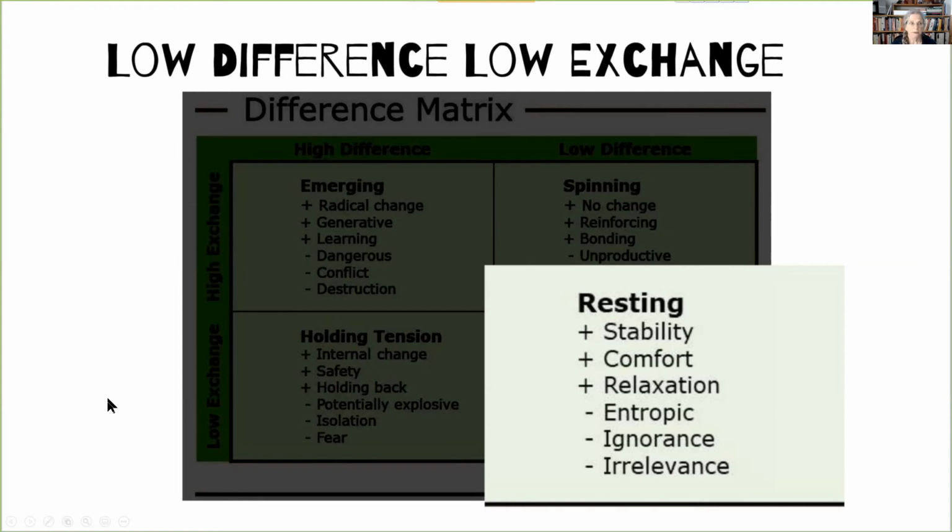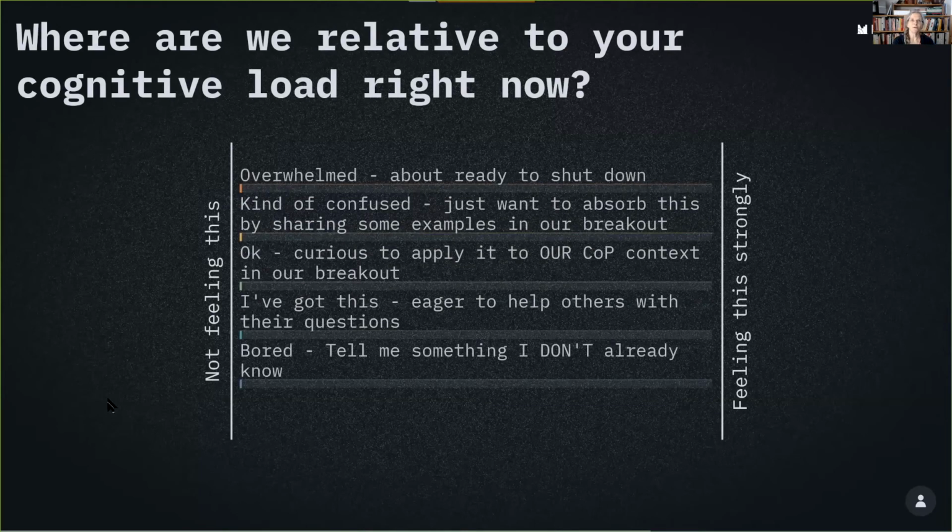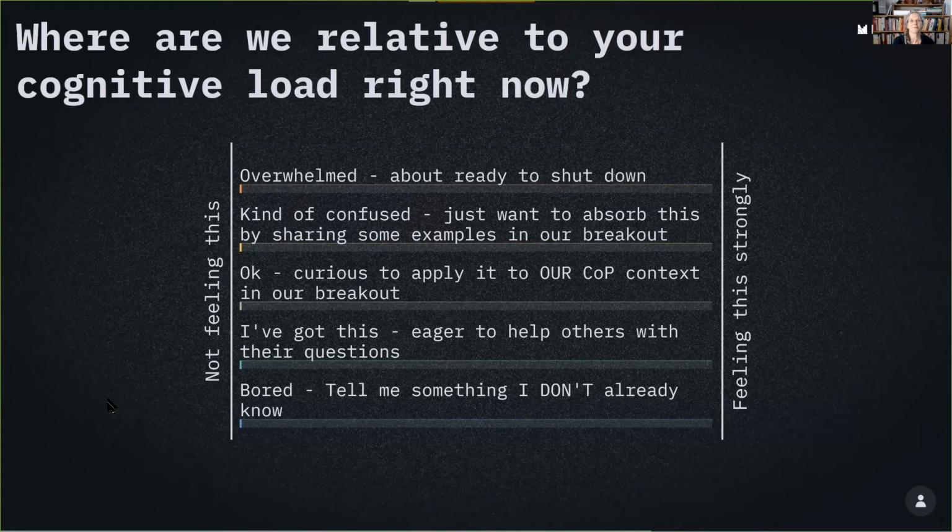So I'm going to pause here. I want to go back to Mentimeter for a moment and just ask everybody, where are you relative to the cognitive load right now? Because this is going to help us define what we're going to do on our breakout sessions.